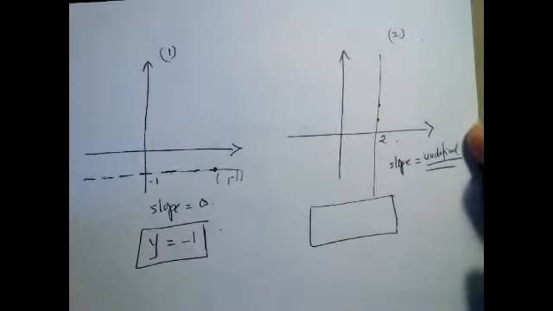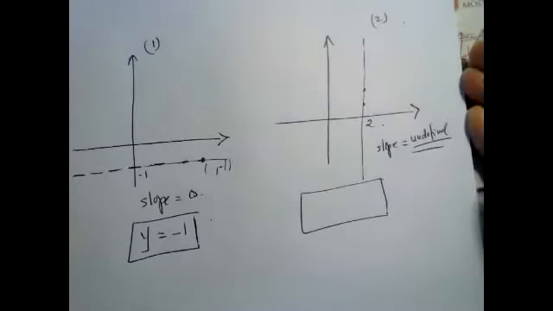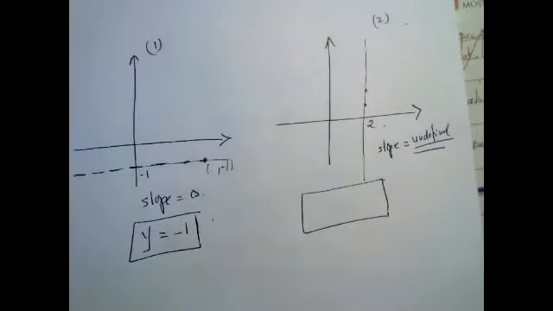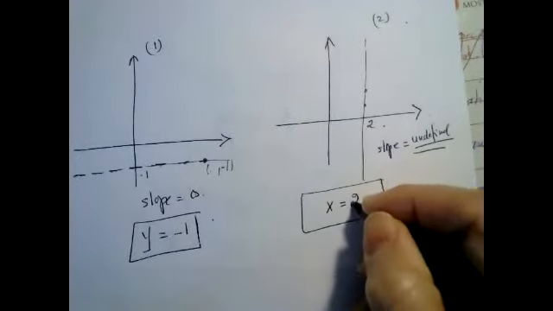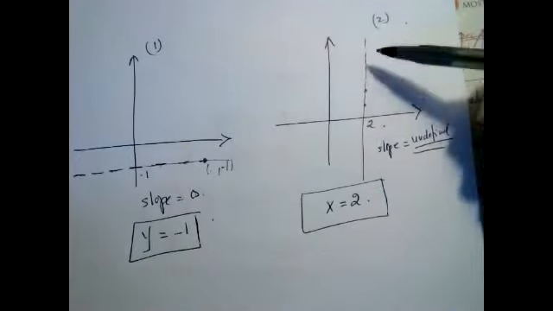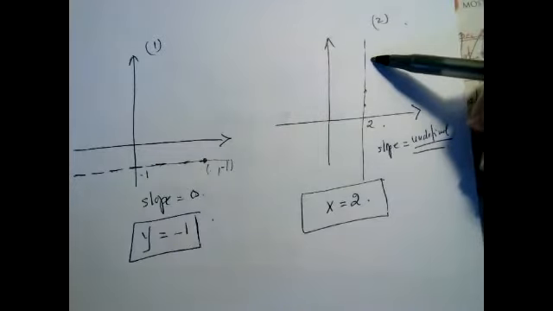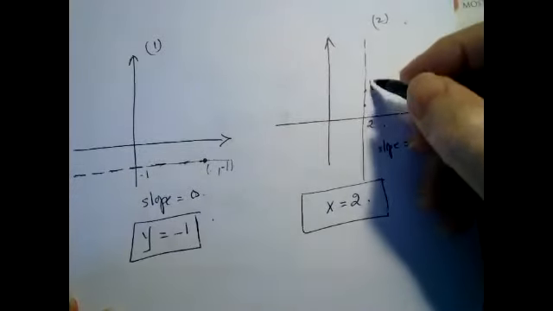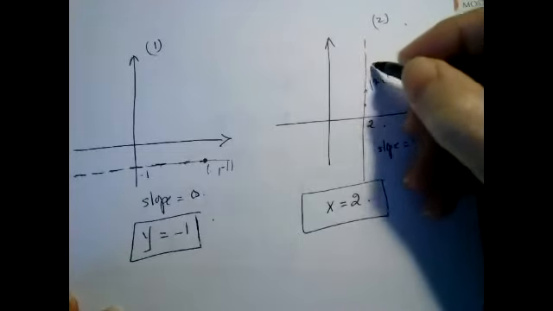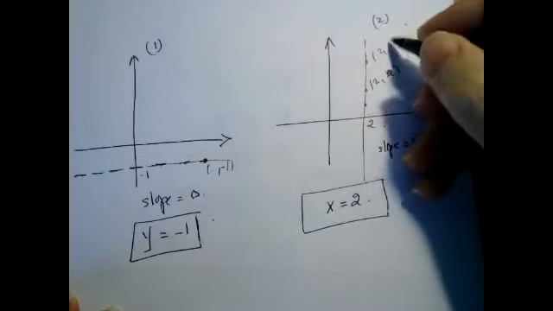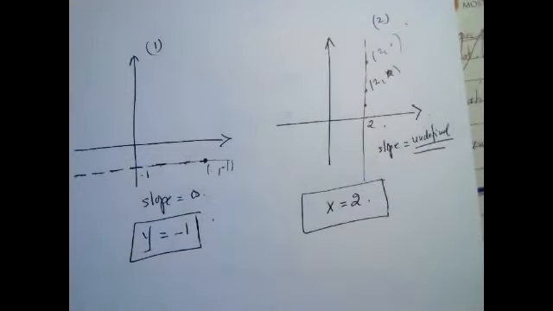But what's the equation of the line? Still, we have an equation. It means we still have a way to describe this line using an algebraic equation: x equals 2. Every point on this line, its x coordinate is 2. Regardless of what y is, the x coordinate is 2. So that's how we say that's the line x equal to 2.